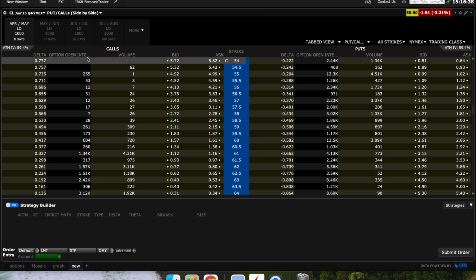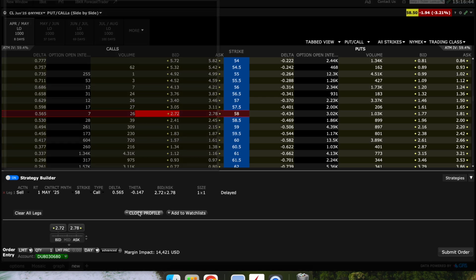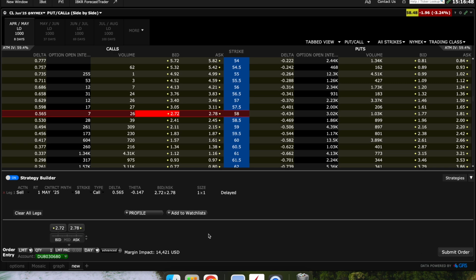So this is how I create this window, obviously, and then it's pretty simple. You just sell, you buy whatever you need, go to profile. Then if you want to place an order, you just press submit on the bottom right side.